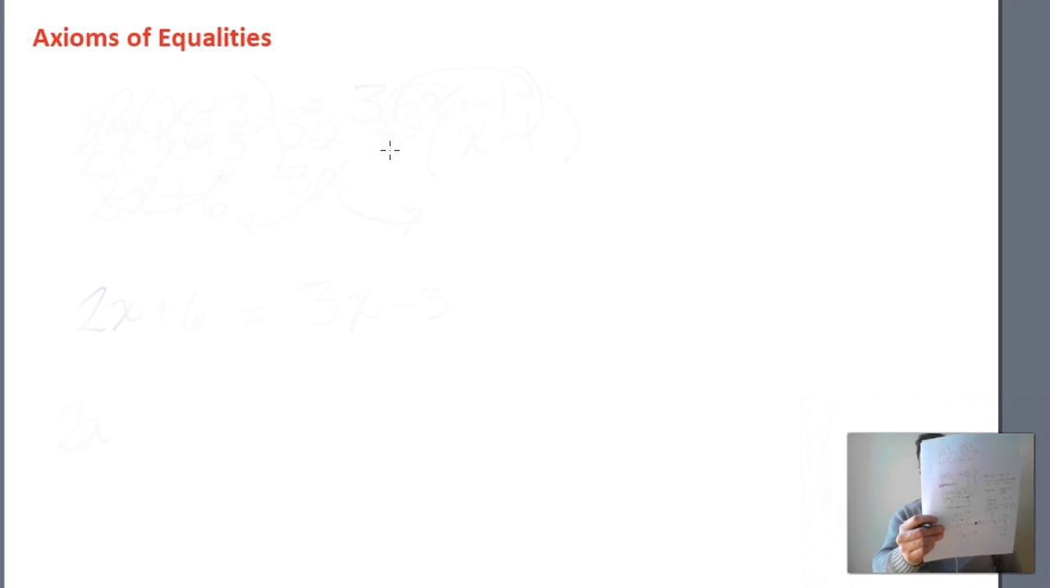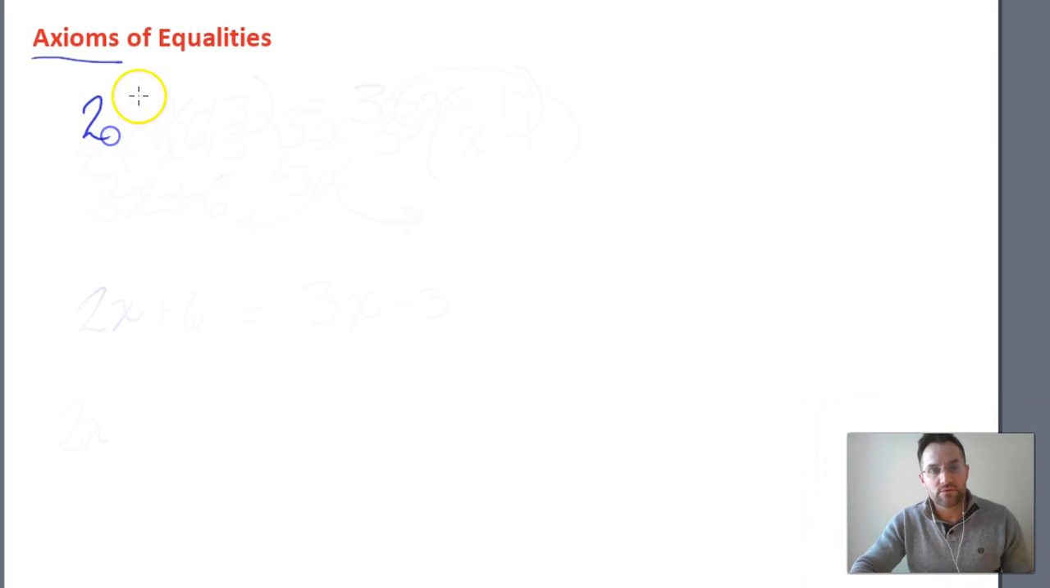Alright guys, we have a new problem that we're going to work on, and we're going to use something called axioms of equalities. If you've never heard this term, axiom, it simply means an assumed truth based on observation, and we're going to deal with equality equations. So we have an equation on one side that is equal to the other equation.